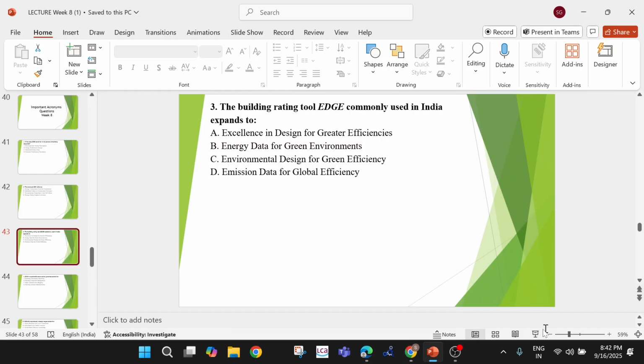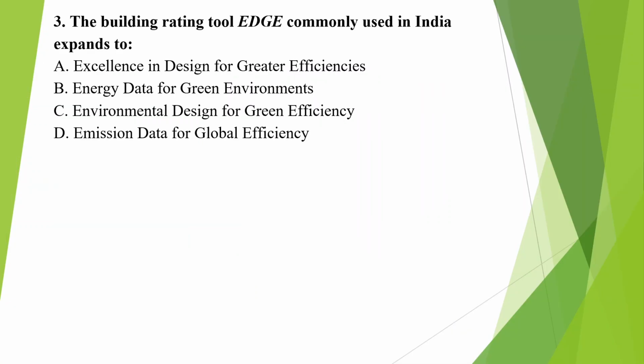The correct answer for this question, that's why this kind of questions also becomes important, because you were utilizing these tools, but you do not know the names or full forms of these. So EDGE refers to Excellence in Design for Greater Efficiencies. This is a green building certification tool that helps in reducing energy, water and material impacts. So the first option is correct and the others are incorrect.